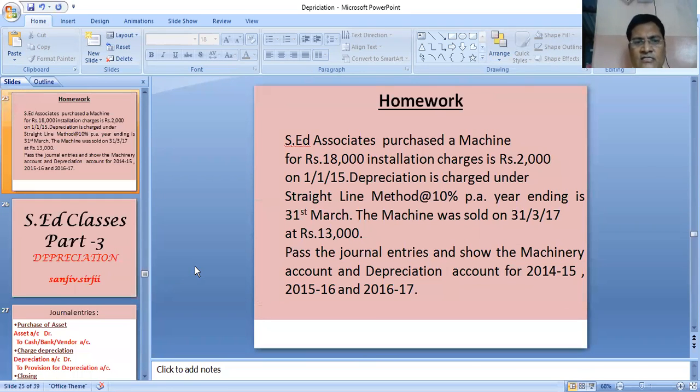Now after this is the homework. Please do this homework. Mind it, over here the per annum word is there, and you have to find out whether you have sold it at a profit or at a loss.